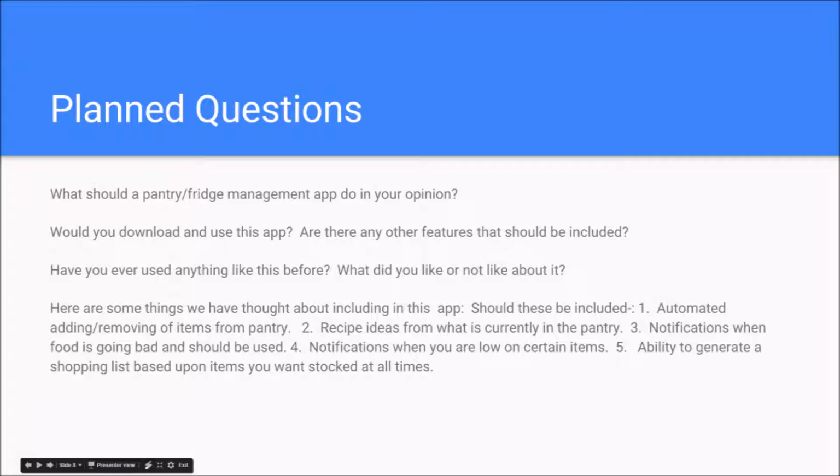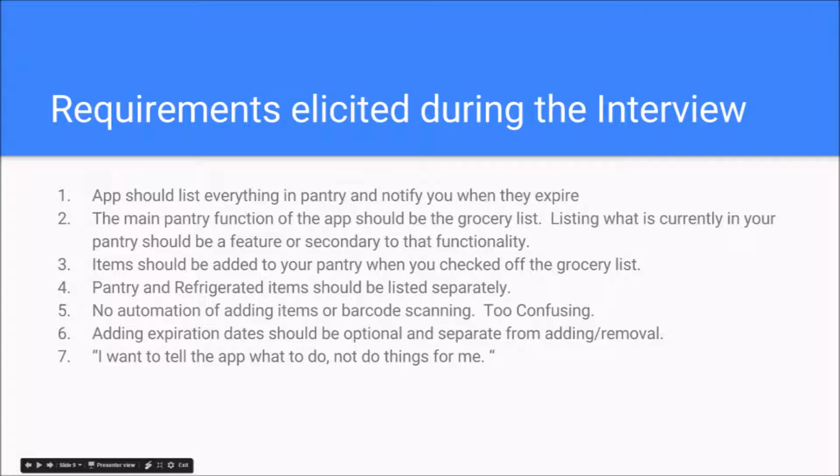Here's a summary of what I was able to collect during my interview. So in my first question, I got the app should list everything in the pantry and notify you when it expires. So those were the two main functionalities I got back from the subject when asked, what should this app do? And when I asked if they would use this app, and if there was anything else they'd add to it, they said that they felt like the pantry function of the app was more of a feature and was secondary to the grocery list functionality, and that they saw this being a feature of a grocery list app.